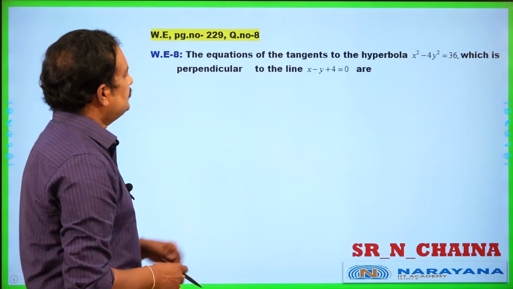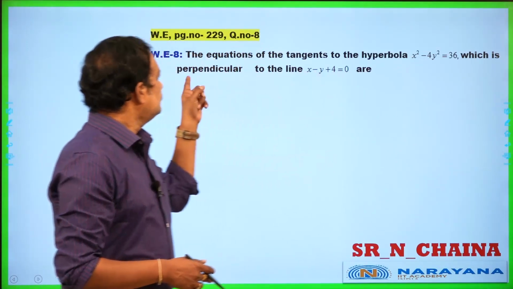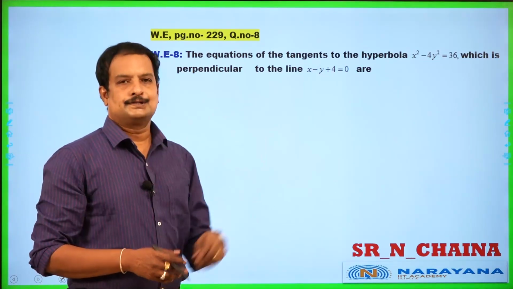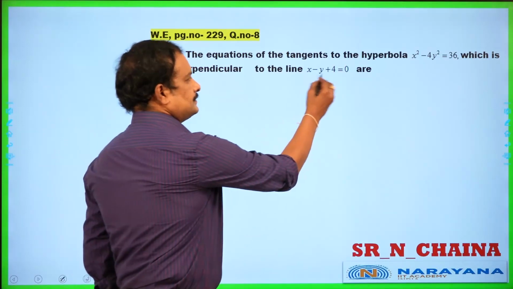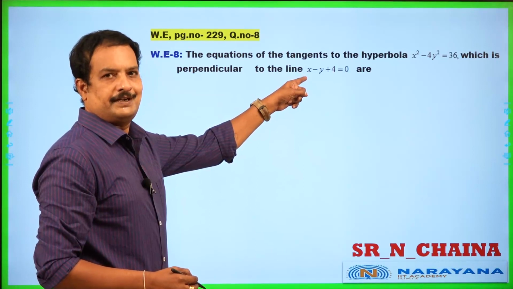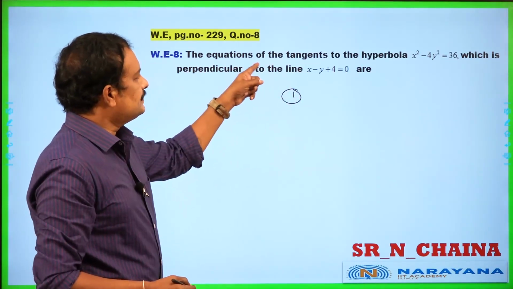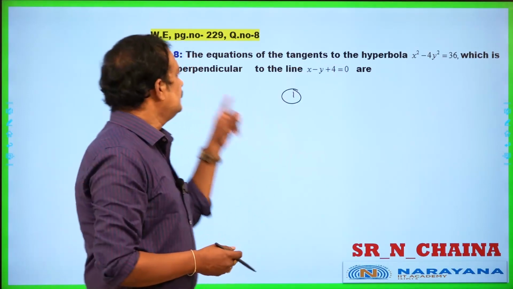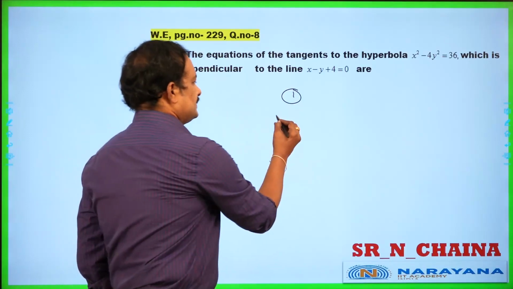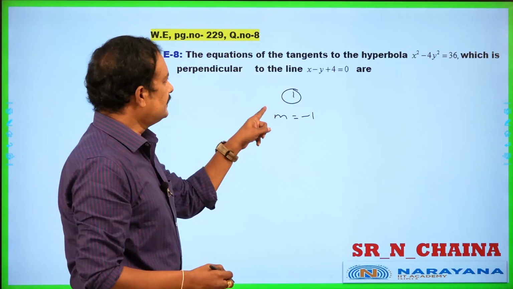Okay, according to this one, we need the equations of the tangents to the hyperbola which are perpendicular to this line. What is that line here? x minus y plus 4 equal to 0. So what is the slope of this one first? The slope of this one is 1, very clear, because it is minus of the x coefficient by the y coefficient. Now the requirement is the equations of the tangents of this hyperbola which are perpendicular to this line. So if some line is perpendicular to this one, its slope is minus 1. So this is the slope of the required tangent.